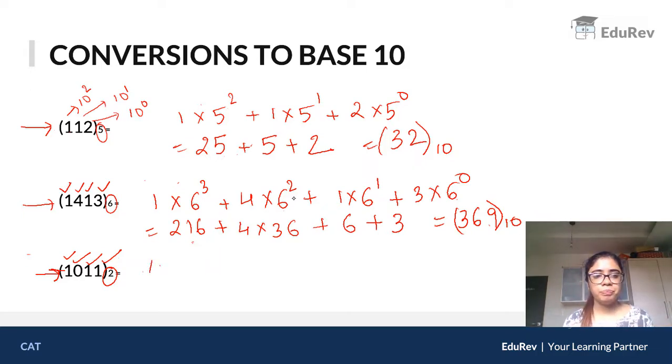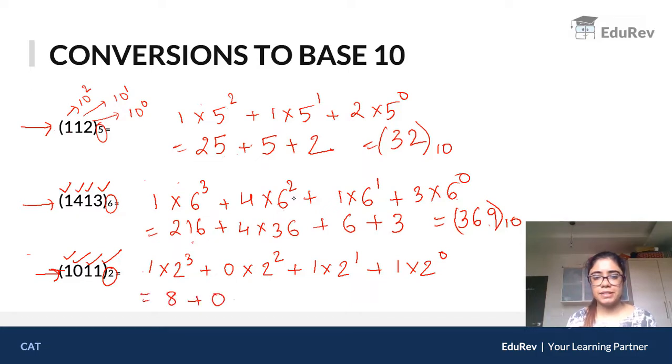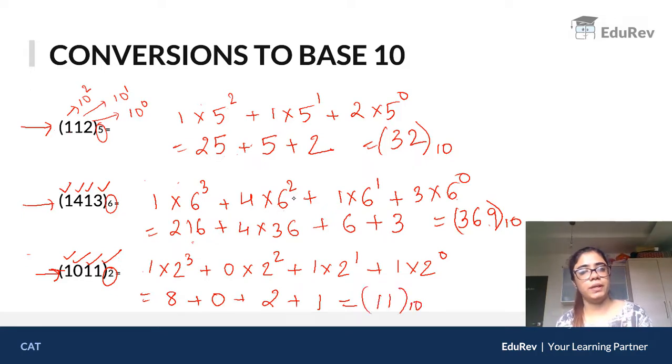So this will be 1 into 2 cubed plus 0 into 2 squared plus 1 into 2 raised to 1 plus 1 into 2 raised to 0. So this will become 2 cubed, which is 8. This will be 0. This will be 2 and this will be 1. So your final value will come out to be 11 to the base 10. So 1011 is nothing but 11 in the decimal system.